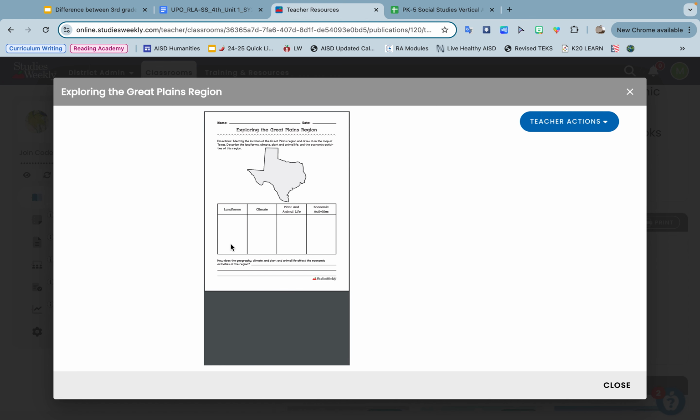And when I'm looking at that, I see that they are going to be drawing on the map the location of the Great Plains and then describing these different things for the Great Plains and then answering a question that is related to one of the unit learning goals that I saw.